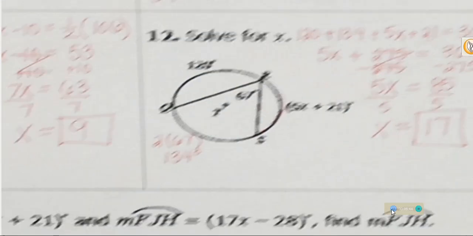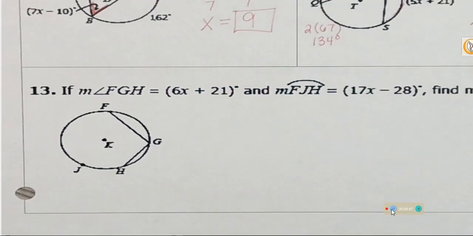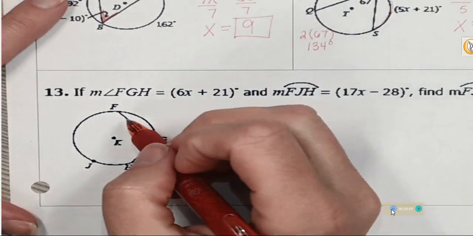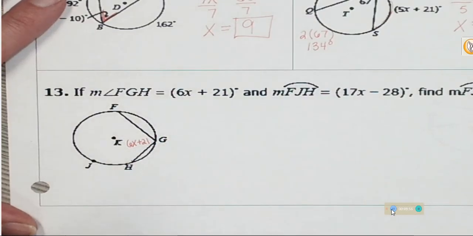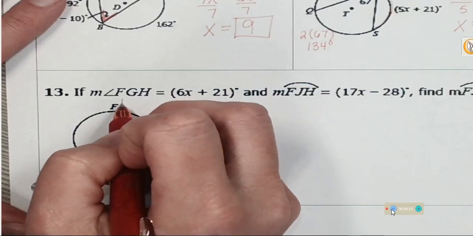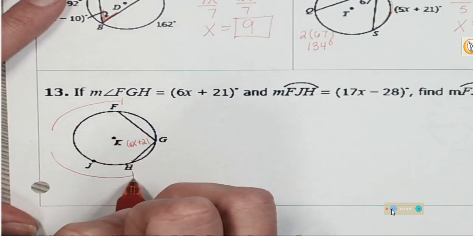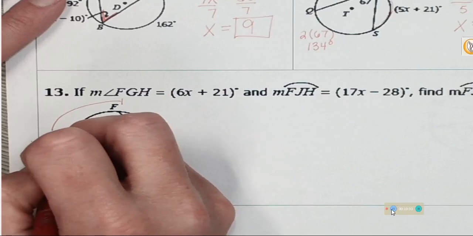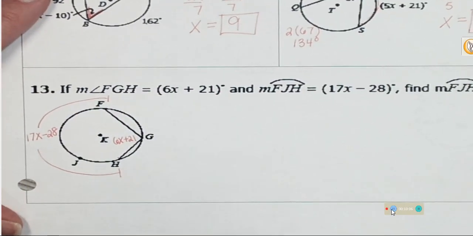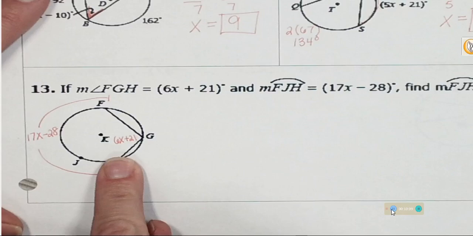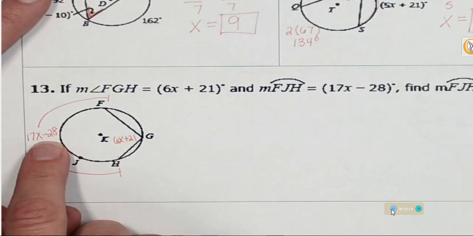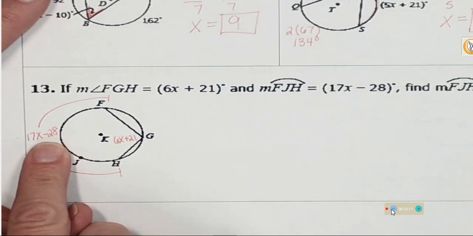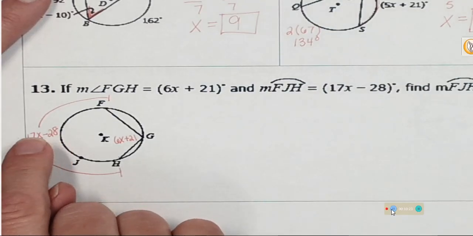All right, here we go. If the measure of angle FGH, that's this guy right here, is 6x plus 21, and then the measure of angle FJH is 17x minus 28. I need you to find me the measure of FGH, or JH. FJH is 17x minus 28. What does x equal? We don't. Exactly. We don't know that yet. So we've got to figure out how to find x.